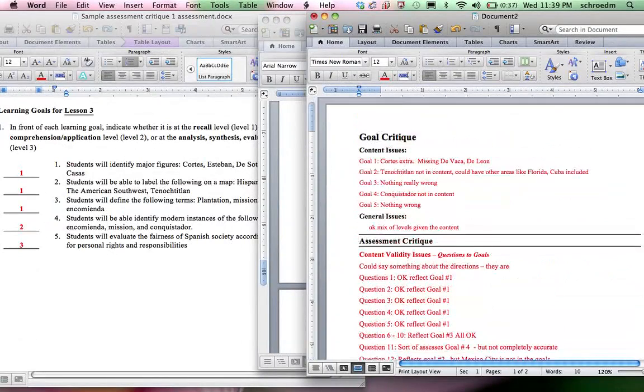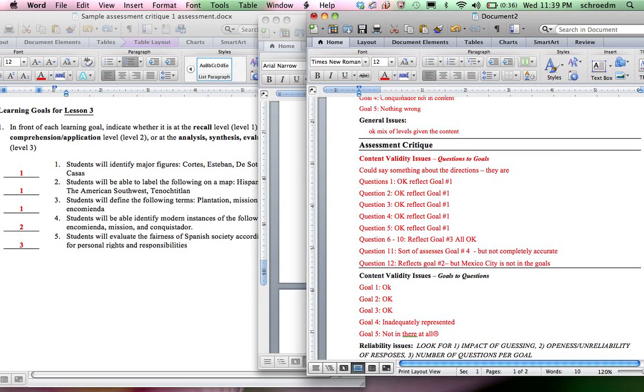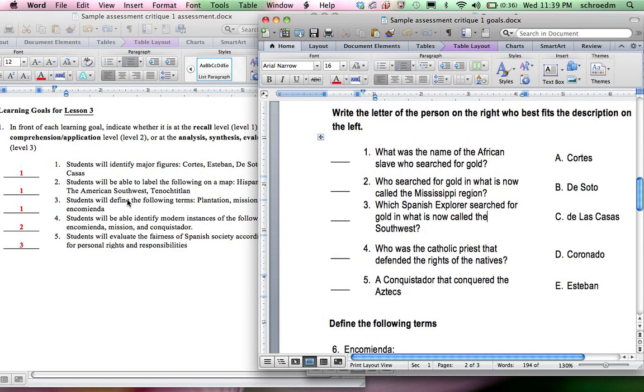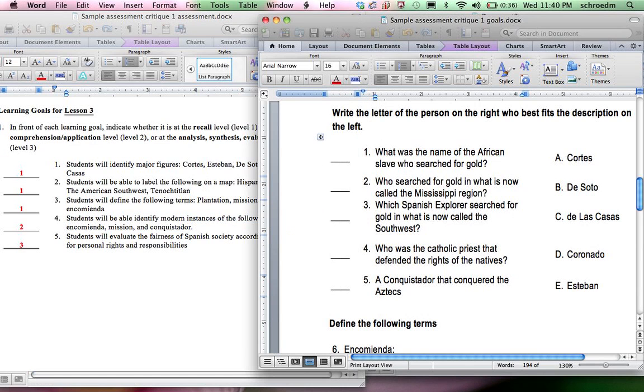And that's it. This is the format that I would like you to do it in. Again, the goal critique critiques the goals versus the content. I want you to just give me a blanket statement about whether or not you think those goals are representative, whether or not there are multiple levels of cognition, and so on. Once you're done with the goal critique, you go to the assessment critique, and now we're not worried really about the content itself. Now I'm just asking myself, does the assessment reflect the goals, irregardless of whether or not something should or should not be in the content? And the example again was Cortez is in the goals. So even though he wasn't in the content, he should be on the assessment because he was in the goals.